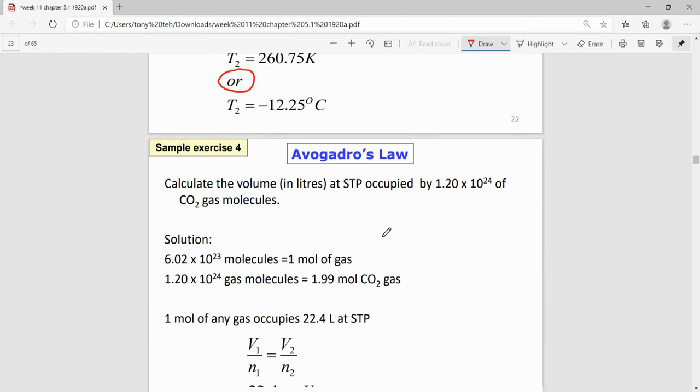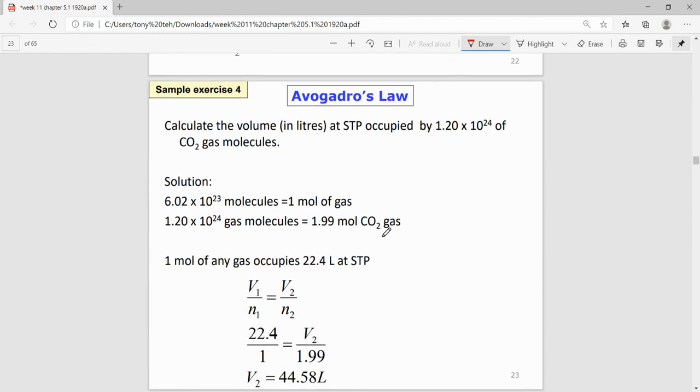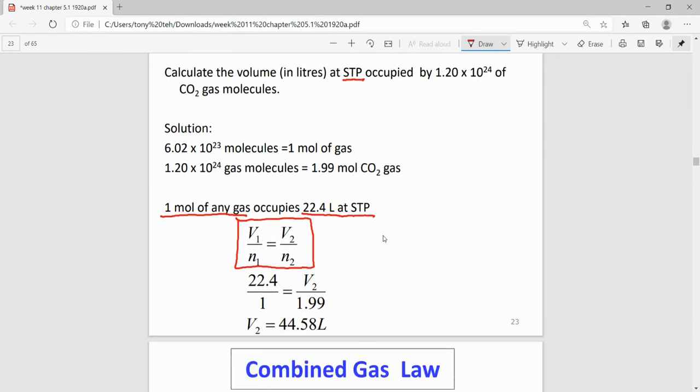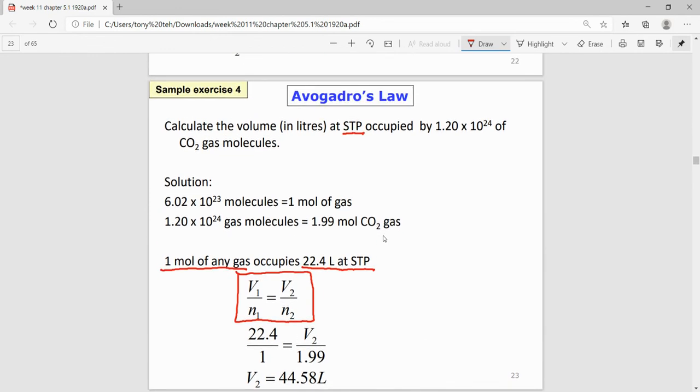Another one is Avogadro's law. Look at this question, which says at STP. We know that at STP, 1 mole of any gas occupies 22.4 liters. So you just use Avogadro's law, then you can find the answer. So that's all for the three gas laws, that is Boyle's law, Charles' law, and Avogadro's law.